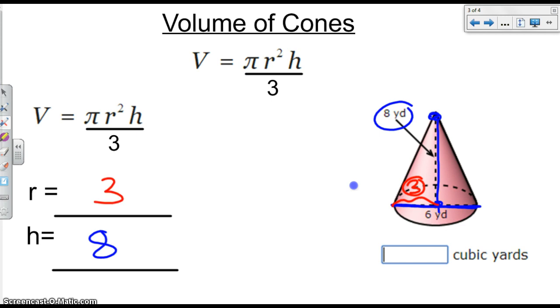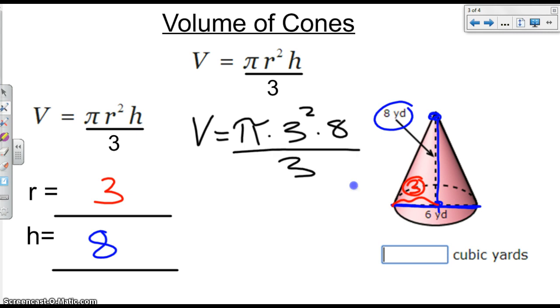Had student interference there. And so now we have our volume formula. And so we can just plug everything in. So we have V equals pi, that'll stay the same, r squared, which is 3 squared, times an 8, all over 3. George, get out. We're filming. Get out, George, get out.